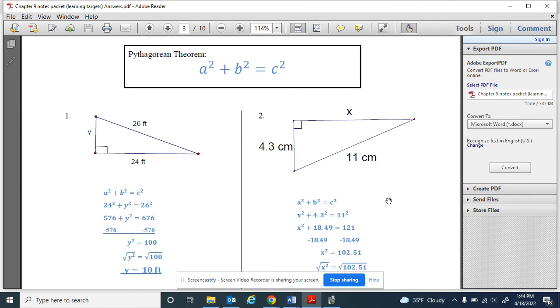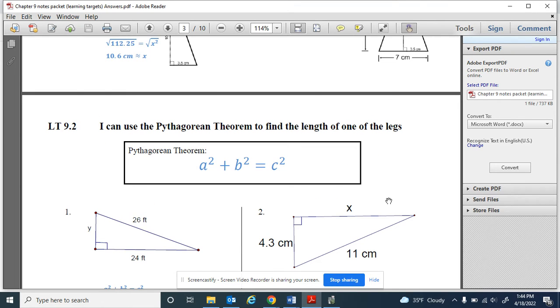Hey everybody, welcome to lesson 9.2. Inside of this lesson, we're going to be using the Pythagorean theorem again to find the length of one of the legs on our right triangle.